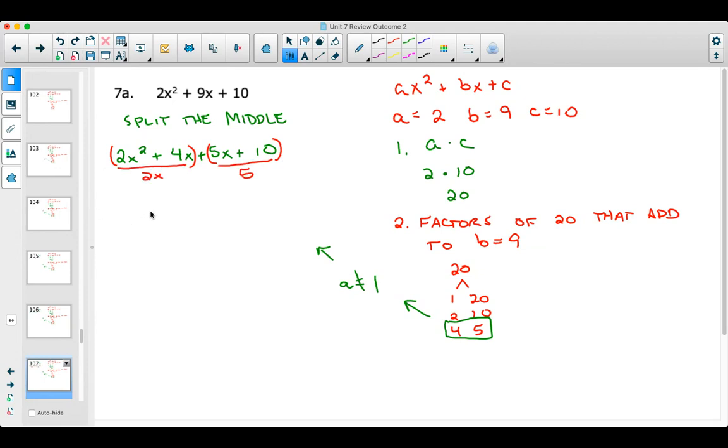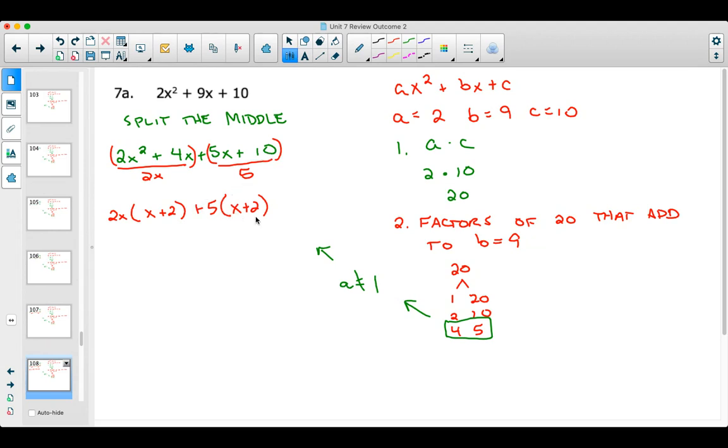4 divided by 2 is 2, and the x's cancel here. And then 5 goes outside, and then 1x. 10 divided by 5 is 2. I do have the same thing in both parentheses there, so that's my new GCF. I'm going to divide by that, and that's going to go outside of my parentheses. And then whatever's left over, this 2 and this 5, go inside the other parentheses.